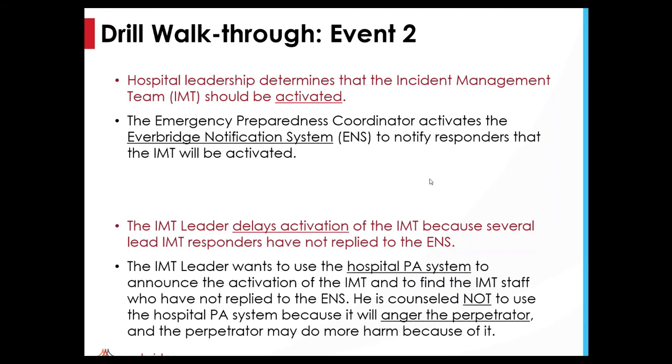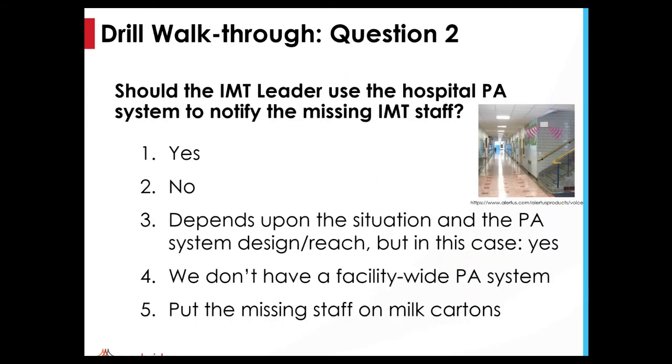Okay, hospital leadership has determined that the incident management team should be activated. That's fine. The emergency preparedness coordinator activates the Everbridge notification system to notify responders that the IMT will be activated. Now, the incident management team leader has delayed activation because several IMT responders have not replied to the notification. So the IMT leader wants to use the hospital PA system to announce the activation of the IMT and get the people who have not reported on the emergency notification system. However, he is counseled not to use the hospital PA system because it will anger the perpetrator, and the perpetrator may do more harm because of it. So the question is, should the IMT leader use the hospital PA system to notify the missing IMT staff?